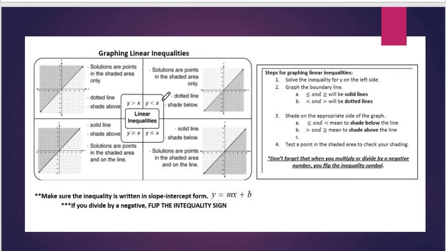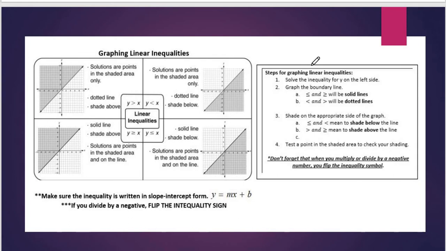Now, when we look at this, if it's less than, you're going to shade down below the line. This is less than, so you shade it below the line. And if it's an equal, you're going to have a solid line, and the solution can be found on this solid line as well as the shaded area. Same thing here: y is greater than or equal to x, so the solution can be found on this solid line as well as above in the shaded area. The answer to the inequality cannot be found on the dotted line or the area that's not shaded.